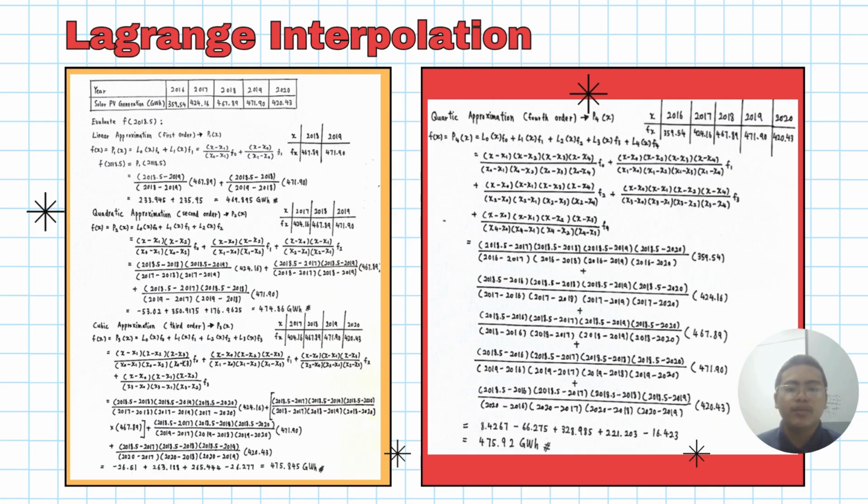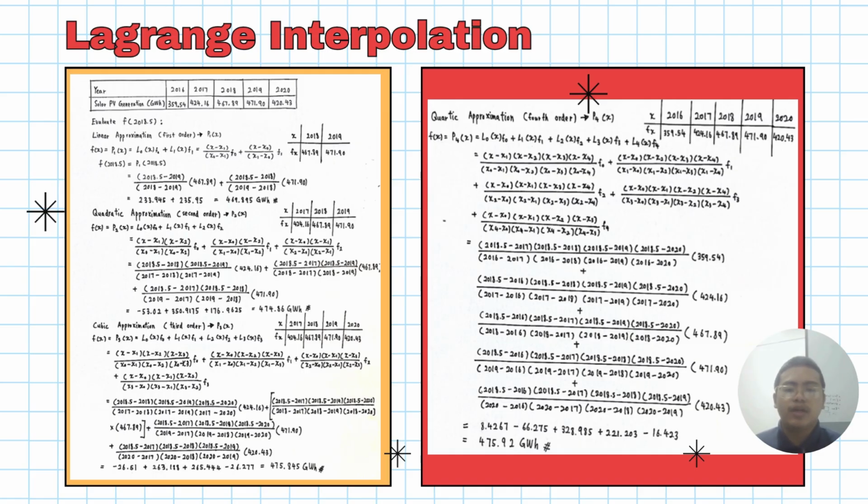For the first numerical method, we use the Lagrange interpolation method to estimate the solar PV generation at year 2018.5. The given data consists of solar PV generation from 2016 to 2020, and our target value lies between 2018 and 2019, so interpolation is suitable.